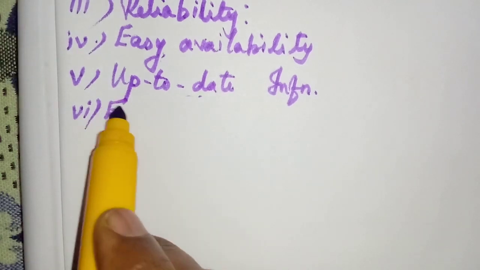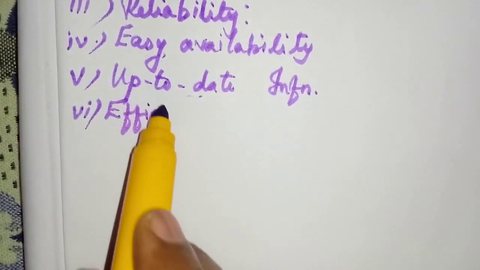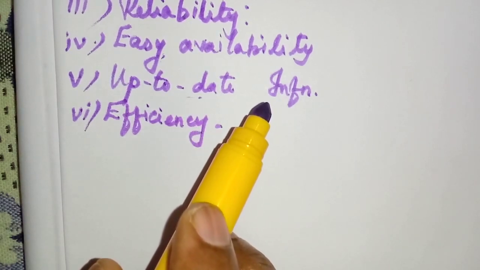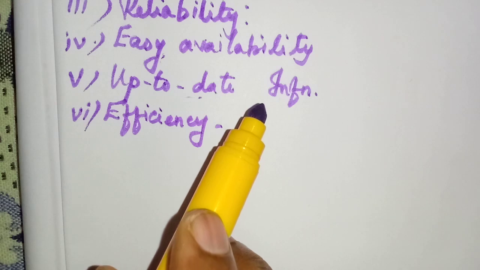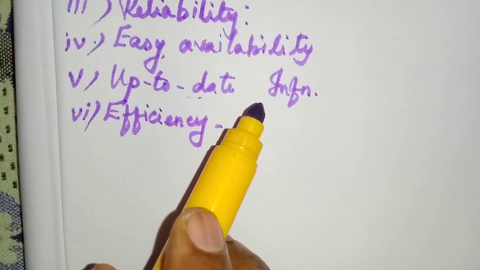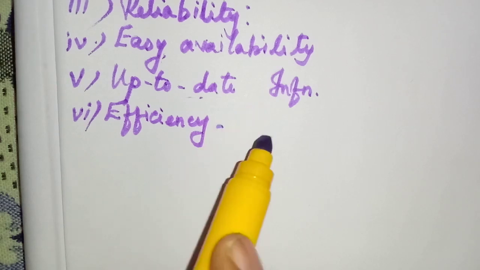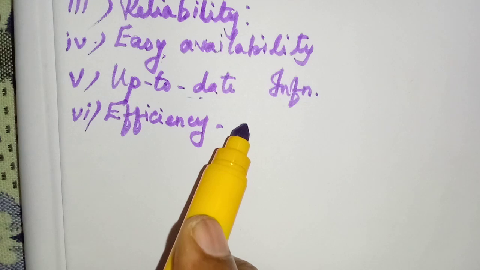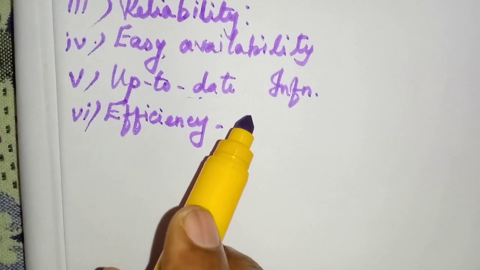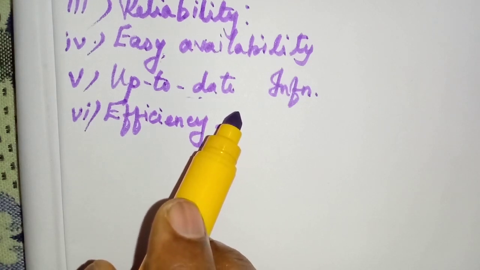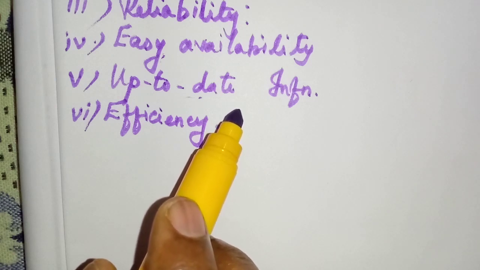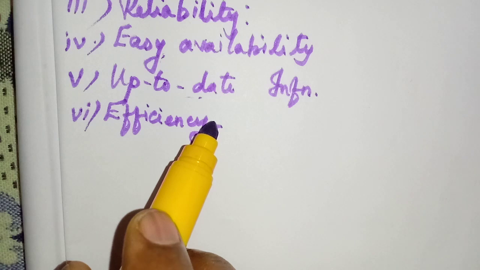Then efficiency. It is highly efficient, because it is very effective and efficient. It may not make any mistakes, and the information is very correct. Okay, so that efficiency is available.